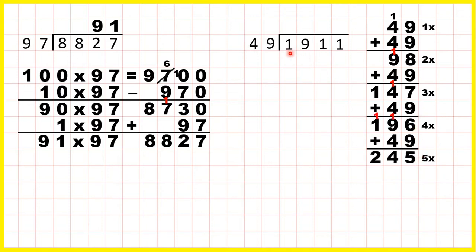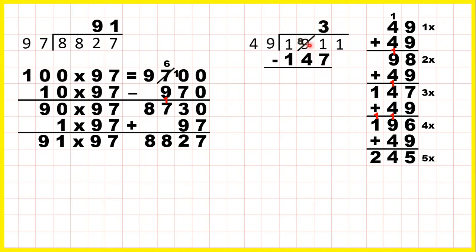Then, looking at our question, 191, and we need to take the first 3 digits together, because if we look at the first 2 digits, we've only got 19, and that's less than 49. So if we do 191 divided by 49, the closest number to 191, which is still less than 191, is 147. So we can write that underneath, and because it's 3 times, we write 3 in our answer line.